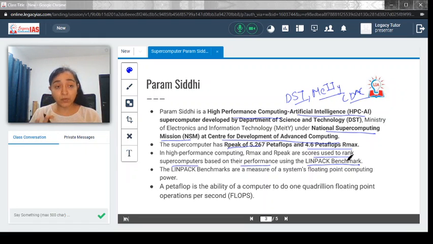You don't have to really understand the technicalities of R peak and R max, but more along the lines that these help in deciding what the capability of a particular computer is.